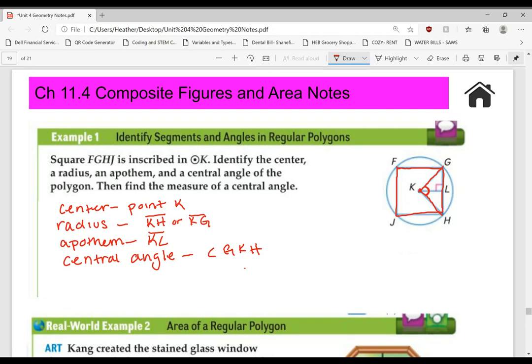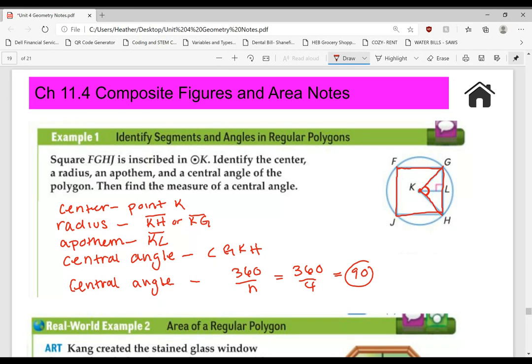Since a square is a regular polygon with 4 sides, the measure of each central angle is going to be 360 divided by 4. Because remember, for central angle, the formula is 360 divided by n. Well, a square has 4 sides, and n stands for sides. So this is 360 divided by 4, which is 90 degrees.